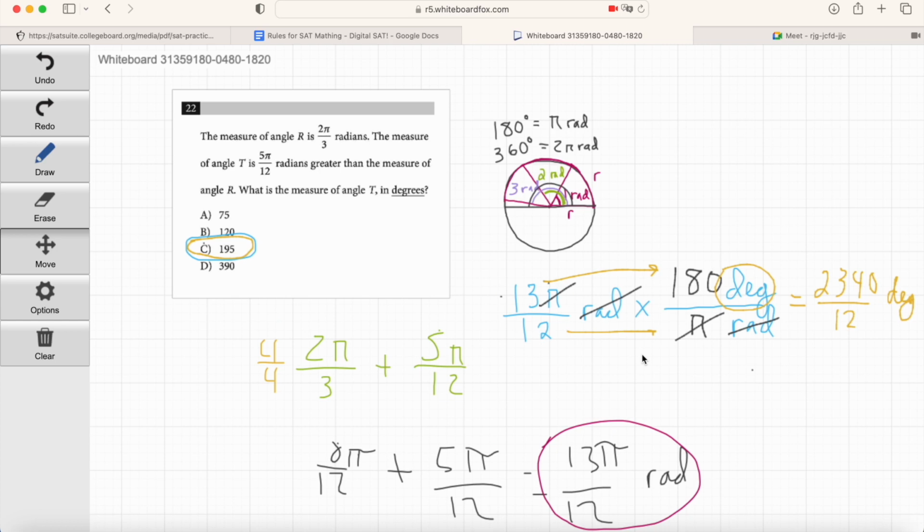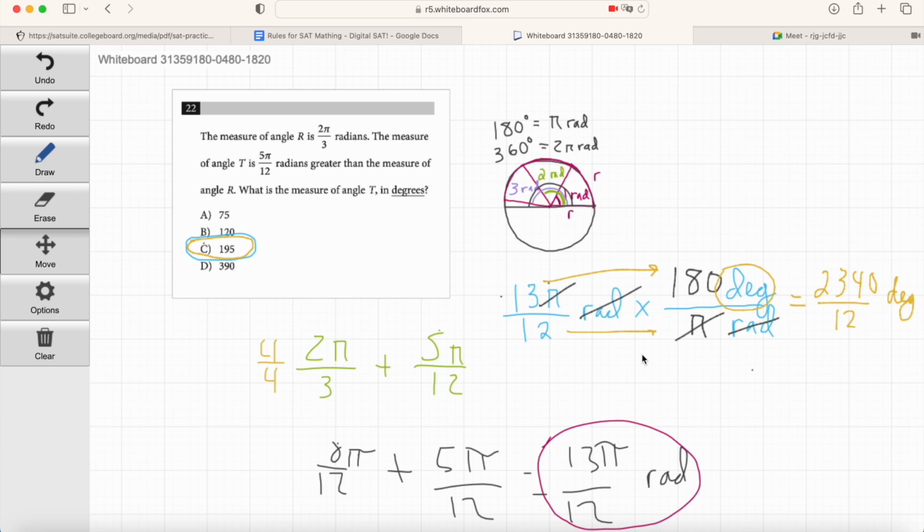Okay. Now, on a timed test, I might just pick 195, right? Once you realize that you've got 13 pi over 12 radians, and you realize that's just a little bit bigger than 180, the others don't make a ton of sense. But if you need to calculate, and there might be some questions where you actually do need to convert radians to degrees or degrees to radians, go through that operation with the unit conversions. Does that make some sense?